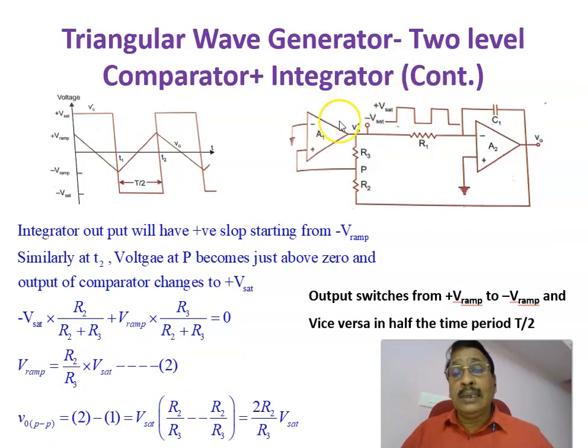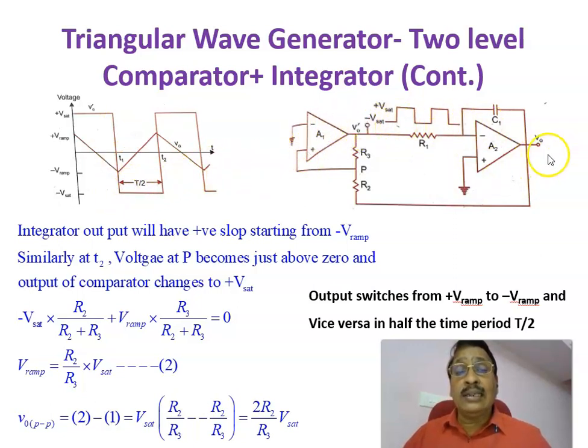Continuing the two-level comparator plus integrator, we have seen that at this instant, when the voltage at this point is going just below zero, the output changes from plus Vsat to minus Vsat. After this point, it will become minus Vsat.